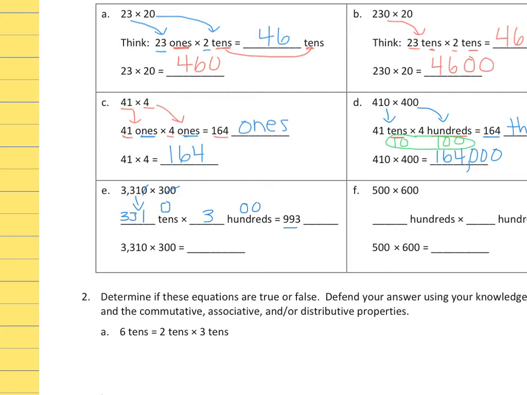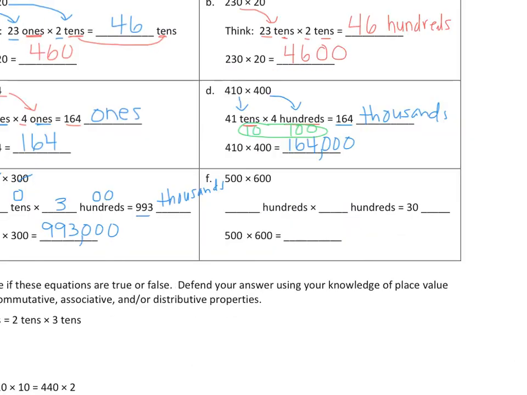And now we got to figure out what is tens times hundreds. Like the last problem that we just did, it's going to be thousands. So we'll squeeze that in. So that means how many zeros are in 1,000? There's going to be 3. So we're going to add 3 zeros on the end of 993 to give you 993,000. And the last one on this problem, 500 times 600.